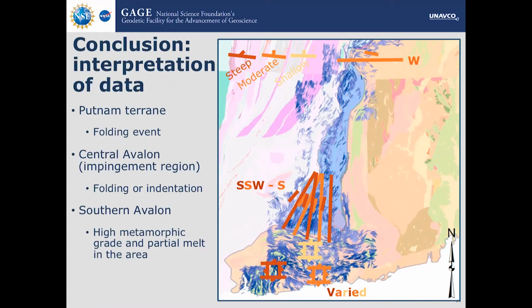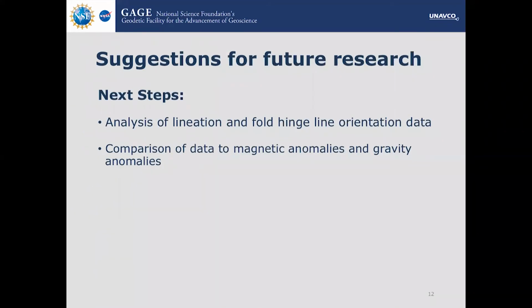And for the other two regions, the central Avalon and Putnam terrain, again, we think that the strike and dip vary based off of the accretion of the Avalon and all the deformation that occurred during that time. For your understanding, this was mostly just the first step of analyzing what happened to the Nashoba-Putnam terrane.